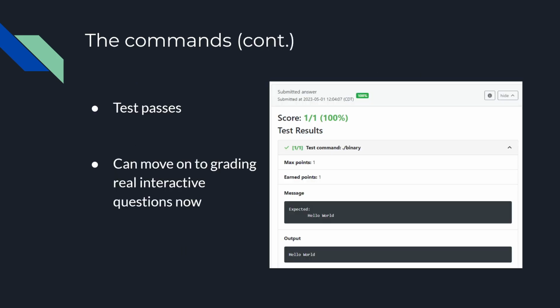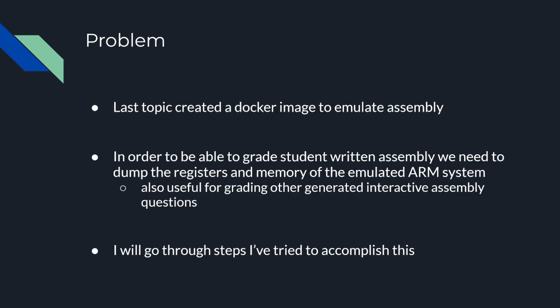Here we can see the test passes. It executes the binary file. The expected output was hello world. The actual output was hello world. So now that we know that works, we can move on to real interactive questions, grading assembly code that isn't just an example of hello world.